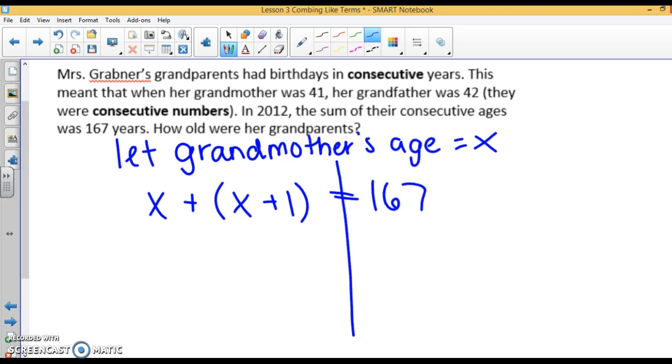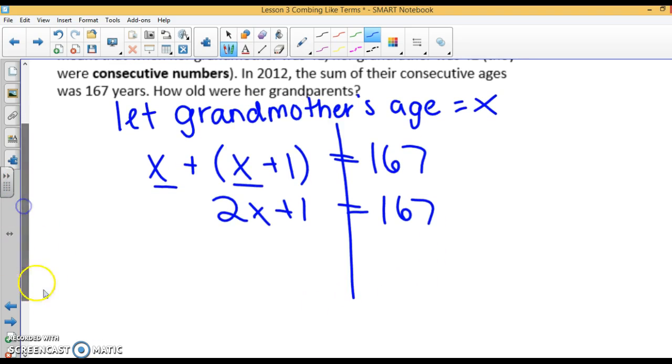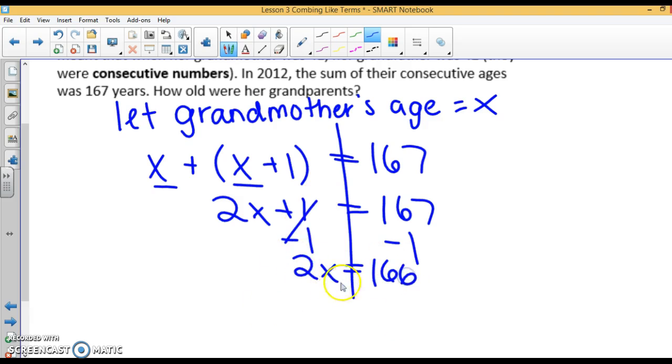So now I can solve. I can combine my x's, and I'll have 2x plus 1 equals 167. I can take 1 away on both sides. I'll have 2x equals 166, divide by 2 on both sides, and I get x equals 83. So if we said x is her grandmother's age, we know her grandmother has to be 83.